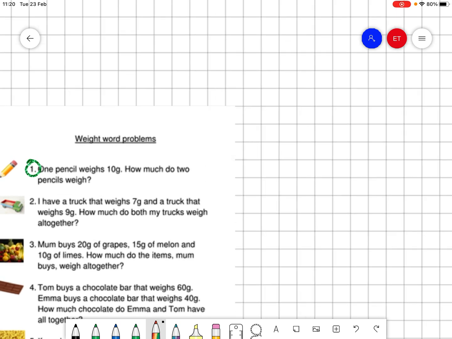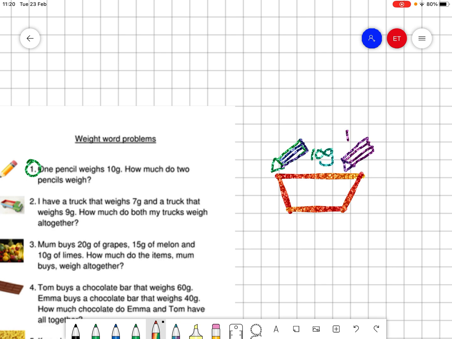So, the best way to solve word problems is to draw. So if we were to draw a pencil, and we say that equals 10 grams, now I'm going to draw some scales here. Okay, so there's a pencil, believe it or not. So that weighs 10 grams. And it's saying how much do 2 pencils weigh? So let's put another pencil on the scale, because this is what would happen if we did it in real life, okay? So there's 2 pencils, both at 10 grams.